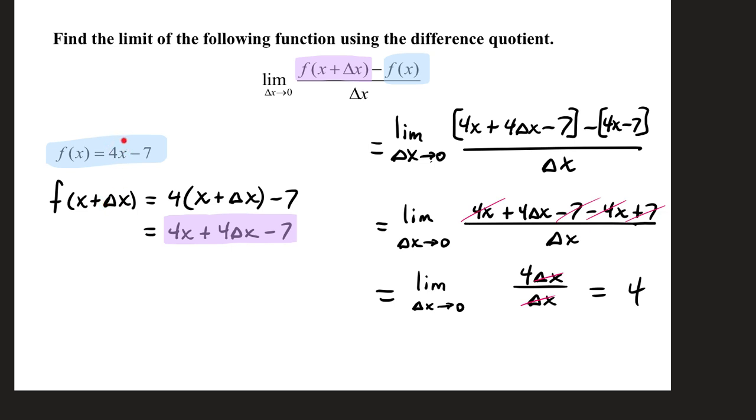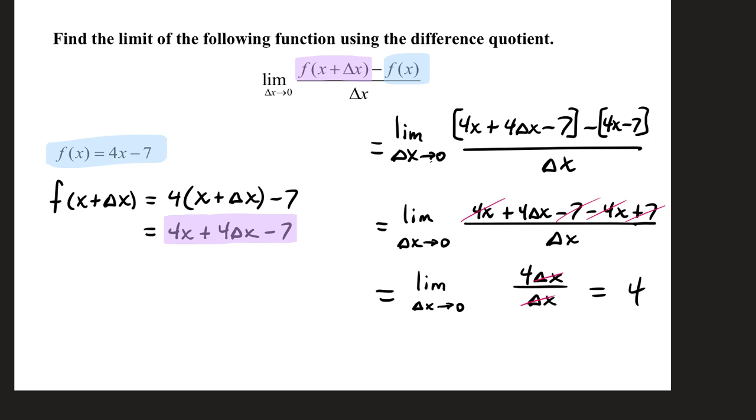Our original function is 4x minus 7, so you replace the x with x plus delta x, multiply through by 4, and we have our new function value. So when you look to the right of your screen, this lavender part, that's the upper left expression minus the original function is the upper right, all over delta x. So you replace the lavender and the blue with your original function and its second point modification.